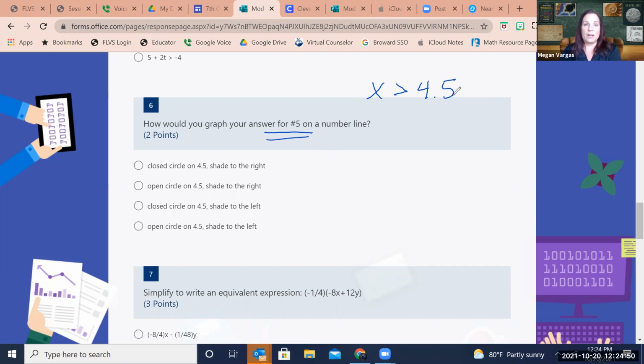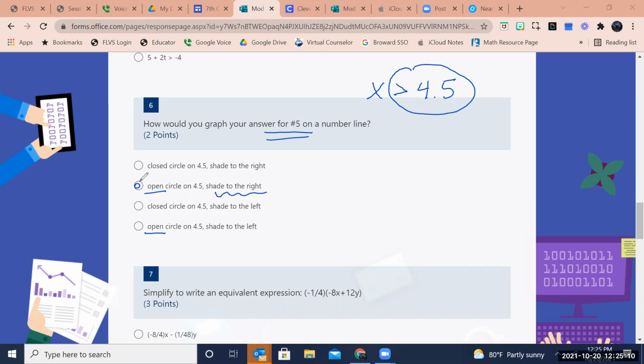And the way you would graph it would be an open circle, right? Because it's not greater than or equal to, it's just greater than. And then we would shade all the numbers that are to the right, because that's where the numbers greater than 4.5 are on the number line. Okay. So it would be that one. It would be B.